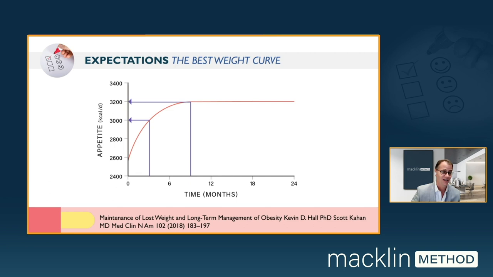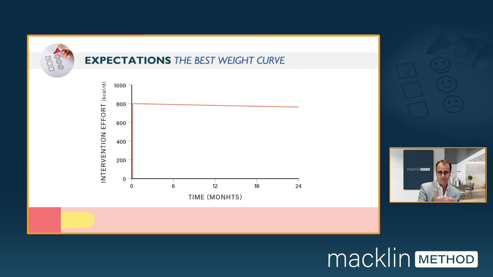It's a really important point, because here in this slide it's described that the patient is creating and maintaining, long-term, a level of effort of 800 kilocalories per day. What does that mean? That means that they're maintaining their energy intake to be 800 calories less than their brain is asking for. How long? Well, in this case, forever.